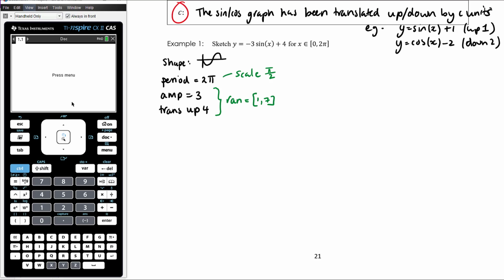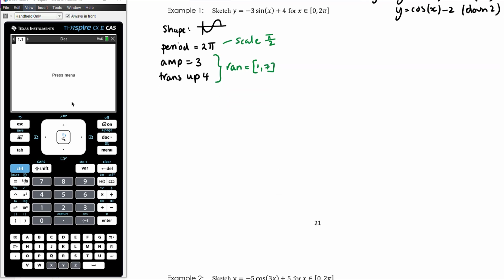Having identified the range also enables you to think about whether you will have any x-intercepts, because you won't always. In this instance, we've translated the graph up by more than the range, and so the whole graph is sitting above the x-axis, and therefore there won't be any x-intercepts. We want to sketch the graph from 0 to 2 pi, so we're going to see one complete sine curve.